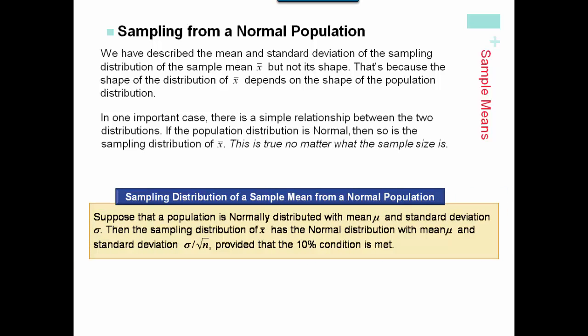Suppose the population is normally distributed with mean mu and standard deviation sigma. Then the sampling distribution of x bar has the normal distribution with mean mu and standard deviation of sigma over square root of n, provided the 10% condition is met.